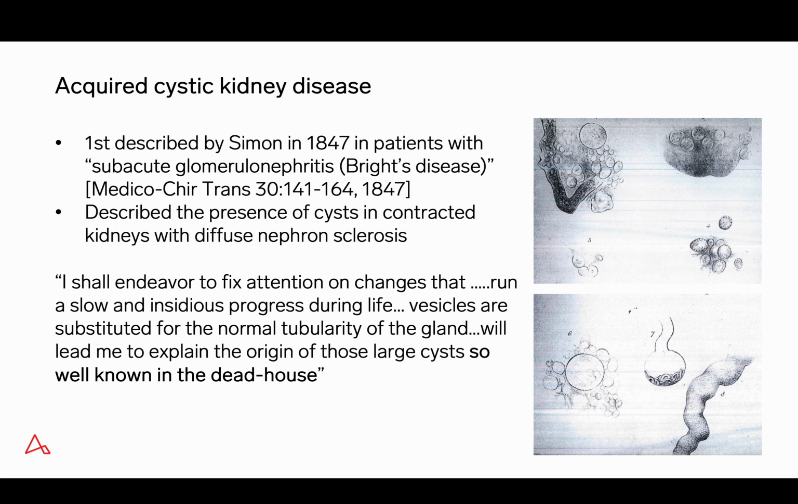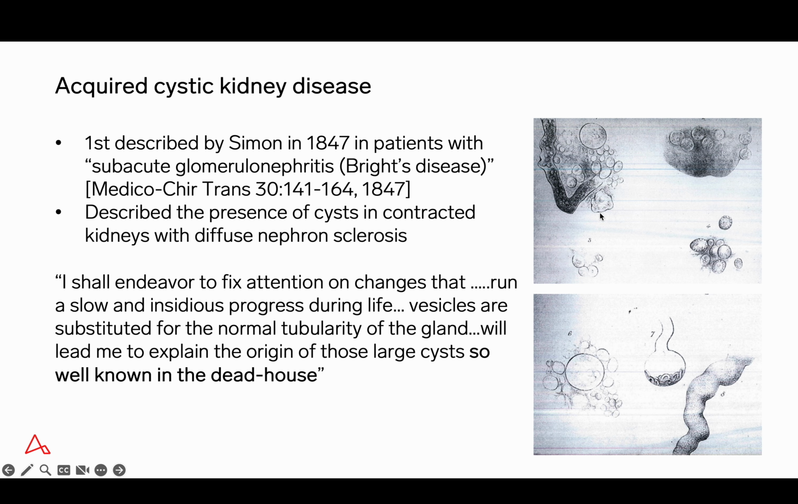And I've extracted a quote from his publication, which I will read, and it goes as follows. I shall endeavor to fix attention on changes that run a slow and insidious progress during life. Vesicles are substituted for the normal tubularity of the gland. Will lead me to explain the origin of those large cysts, so well known in the dead house. I put this quote in here because the dead house is rather an amusing reference to the autopsy suite, but also it indicates that the cysts were known prior to his publication, since he indicates they were well known.